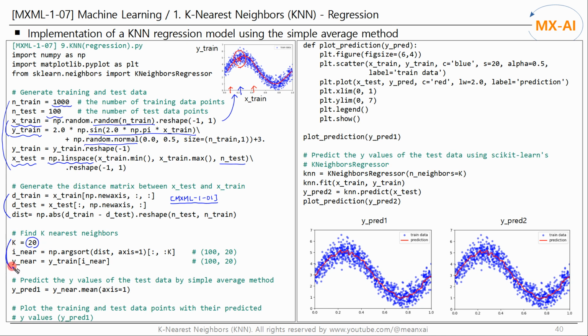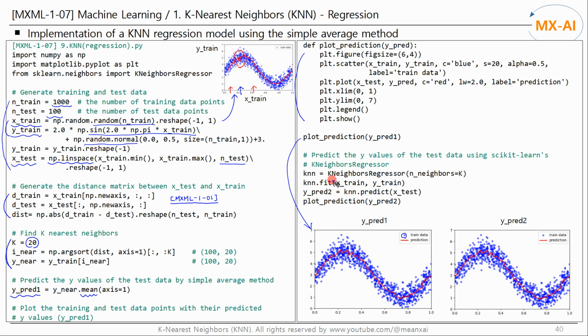This code is the one we used in our previous KNN classification model. Next, we predict the y values of the test data using the simple average method. Next, we plot the training and test data points along with the predicted y values, ypred1. The results are as follows. The blue dots are the y values for the training data points, and the red curve is the predicted y values for the test data. As expected, we got an approximate sine curve.